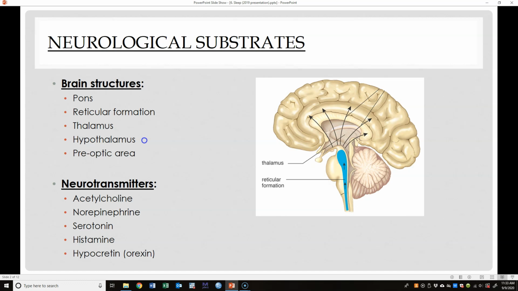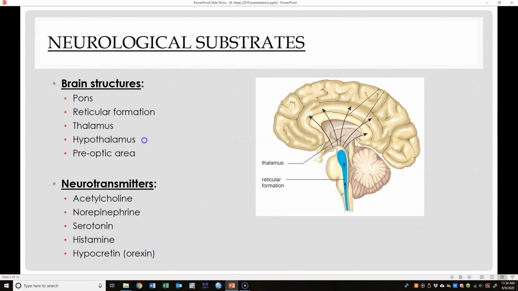In terms of neurotransmitters, again, this is complex. A number of different neurotransmitters are involved in managing sleep-wake cycles. So you've got acetylcholine, right? We talked about that as being involved in muscle movement, but also involved in sleep. Norepinephrine, serotonin, histamine, hypocretin, or orexin. These are all neurotransmitters that are involved. So just know generally about some of these, and that they're involved in some way with sleep. You don't have to worry about what specifically each of these does.